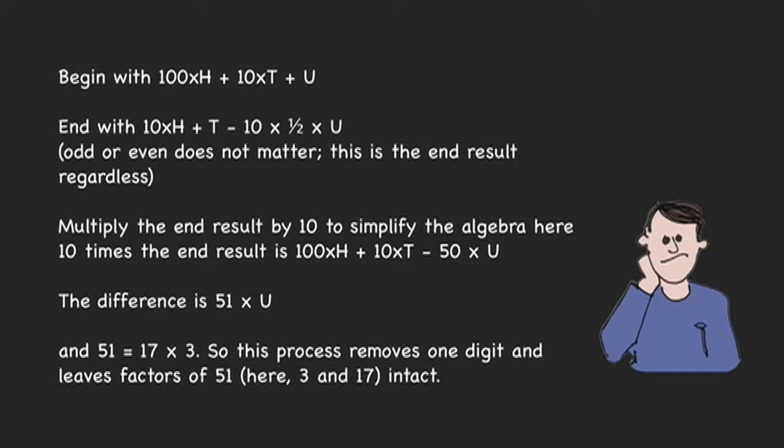Multiply the end result by 10 to simplify the algebra here. 10 times the end result is 100 times h plus 10 times t minus 50 times u. And the difference is 51 times u. 51 times something. 51 is 17 times 3. So this process removes one digit and leaves the factors of 51, here 3 and 17, intact.